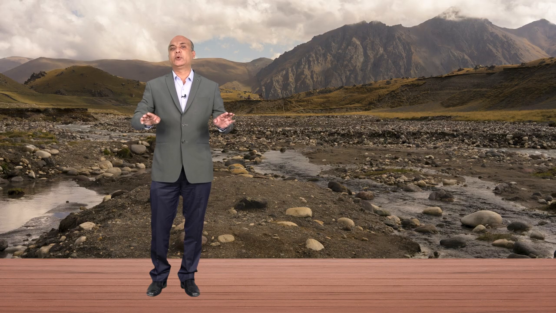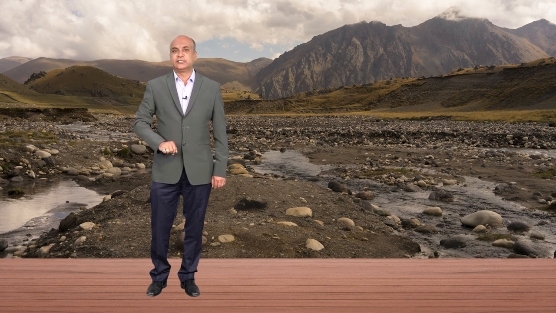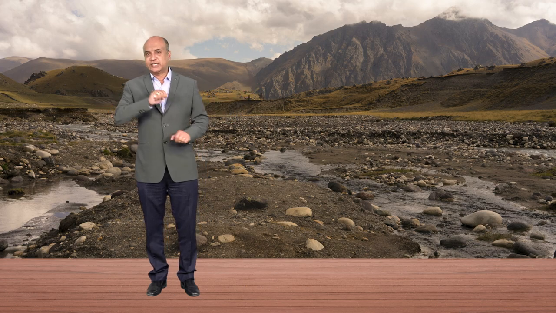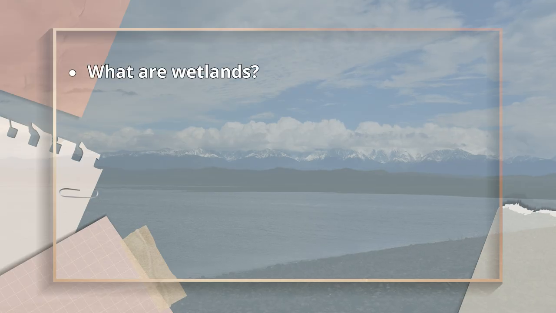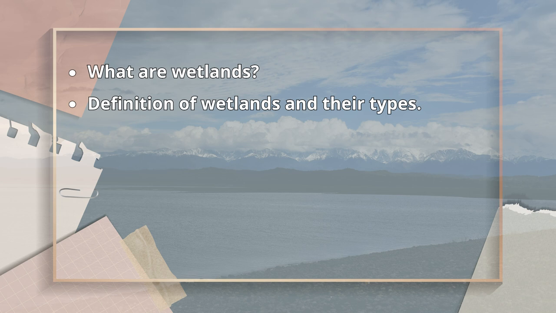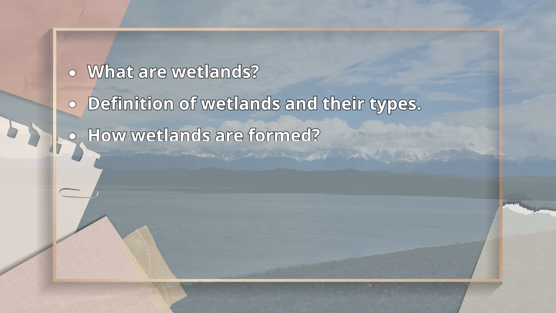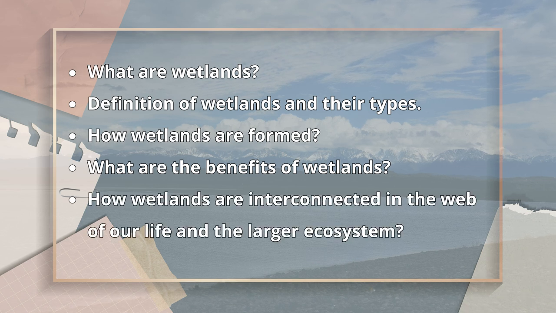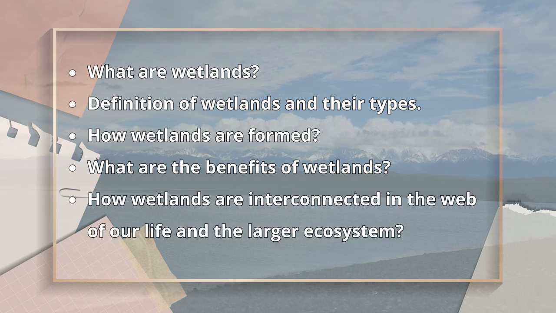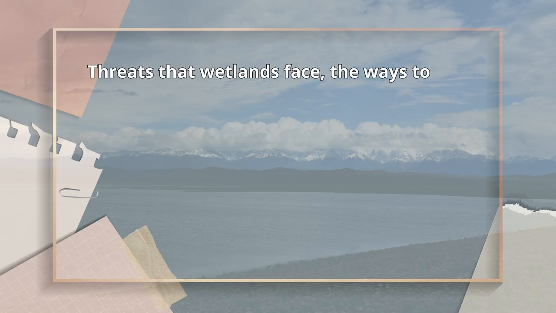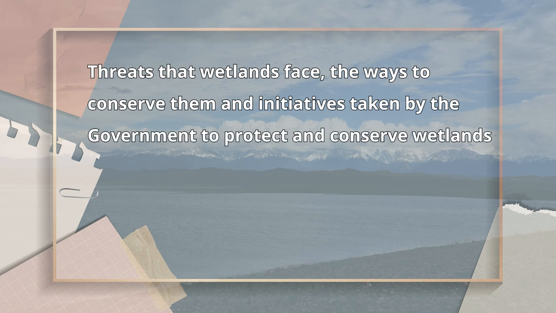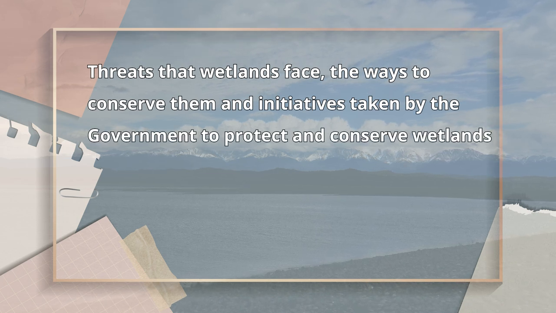This was the last program of the series on wetlands conservation. You have learnt now about various aspects of wetlands, such as what are wetlands, their definition and types, how wetlands are formed, what are the benefits of wetlands, how wetlands are interconnected in the web of our life and the larger ecosystem. You also learned about the threats that these wetlands face, the ways to conserve them, and initiatives taken by the government to protect and conserve wetlands.